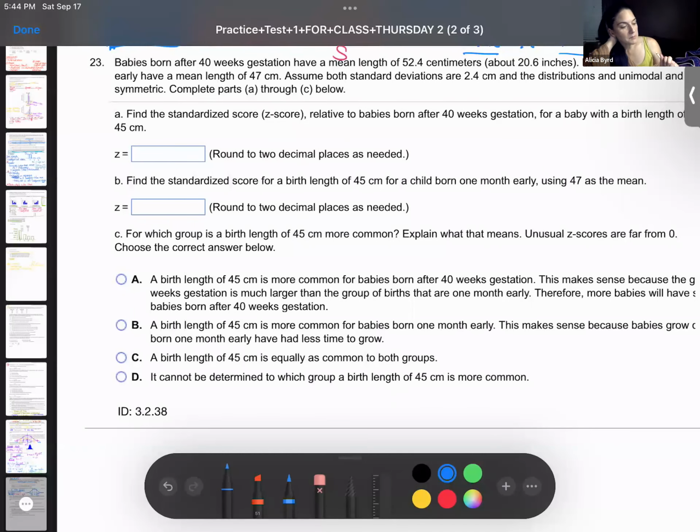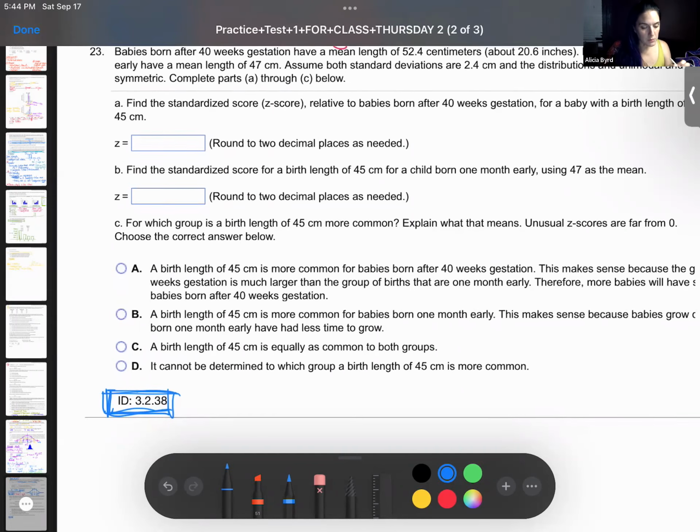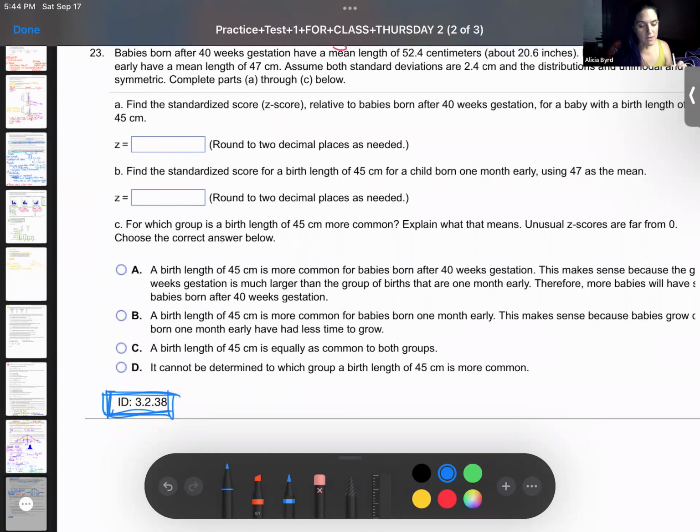All right, so we're going to look at number 23. This is from practice test 1, section 3.2. It's 3.2.38 if we want to get that question identifier. Babies born after 40 weeks of gestation have a mean length.